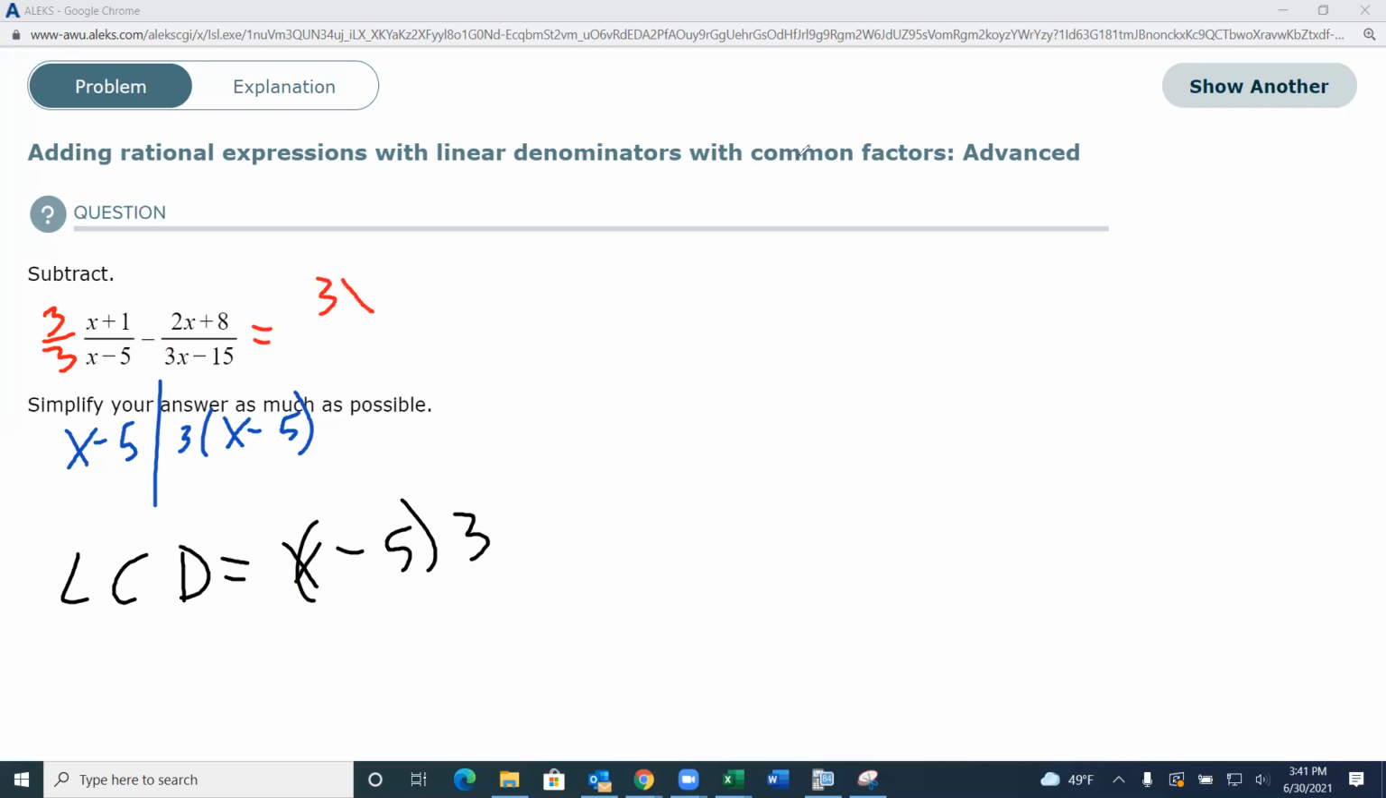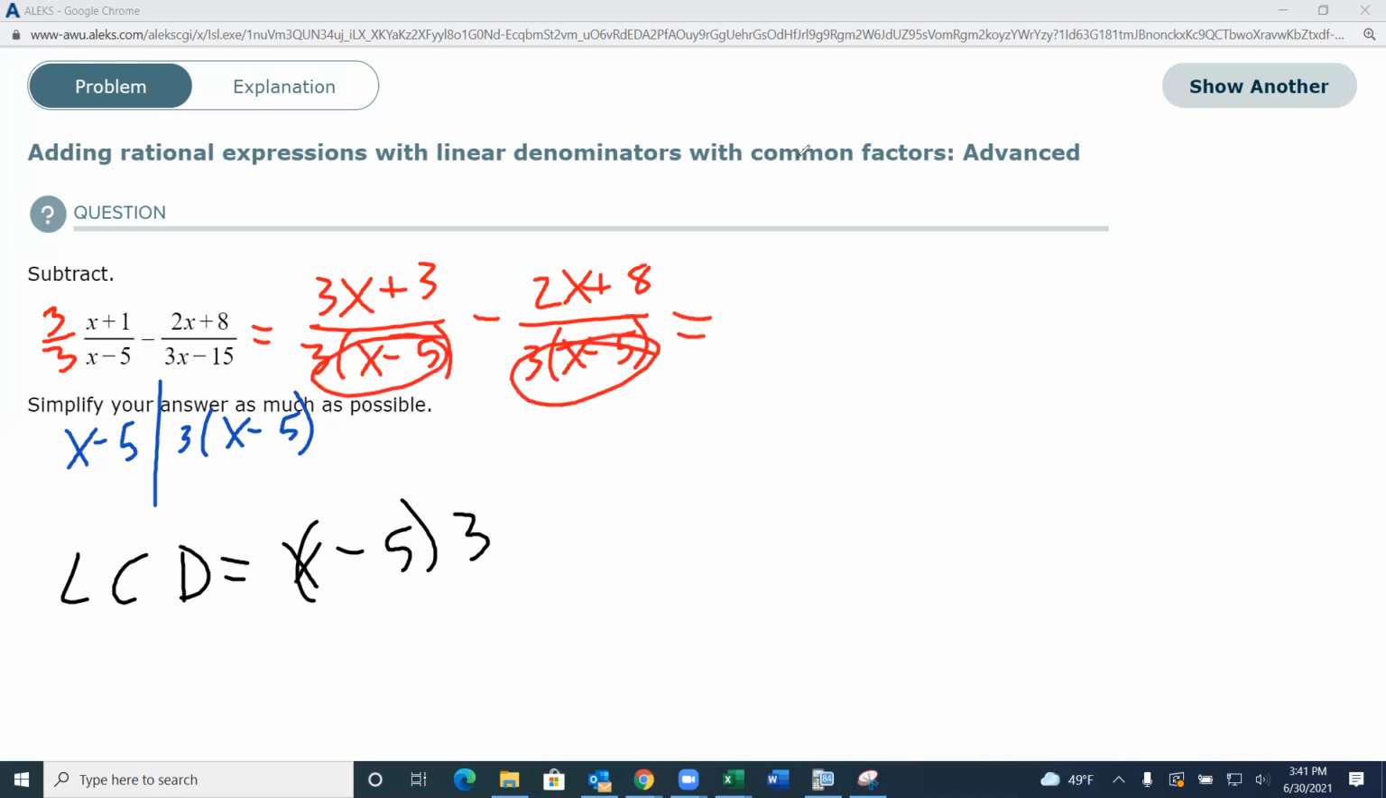And then I get 3x plus 3 over 3 times x minus 5, minus 2x plus 8. Second fraction doesn't change. Over 3 times x minus 5. I'll write it in factored form, that second denominator, just so the two denominators match up more obviously. All right, so let's use the power of the common denominator and say 3x minus 2x is x, and 3 minus 8 is minus 5.